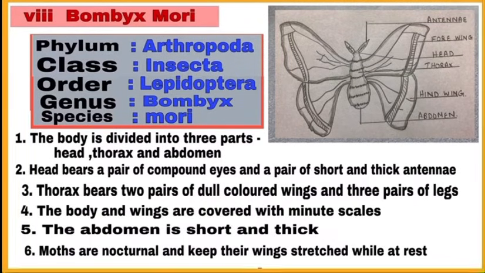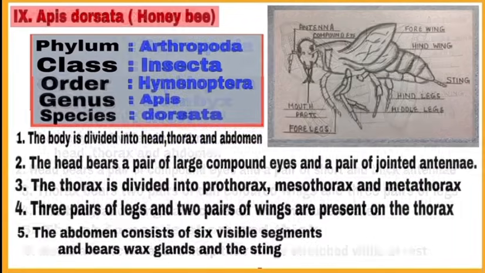Fourth point, the body and wings are covered with minute scales. Fifth point, the abdomen is short and thick. And last point, moths are nocturnal and keep their wings stretched while at rest.